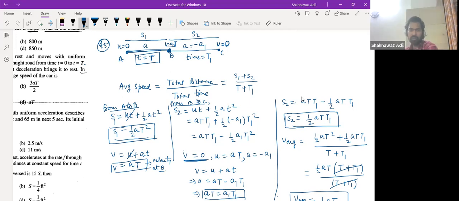I will do two more questions from this uniform acceleration and then we'll do the free fall or motion under gravity. And whenever you guys want me to scroll down the screen, please tell me.